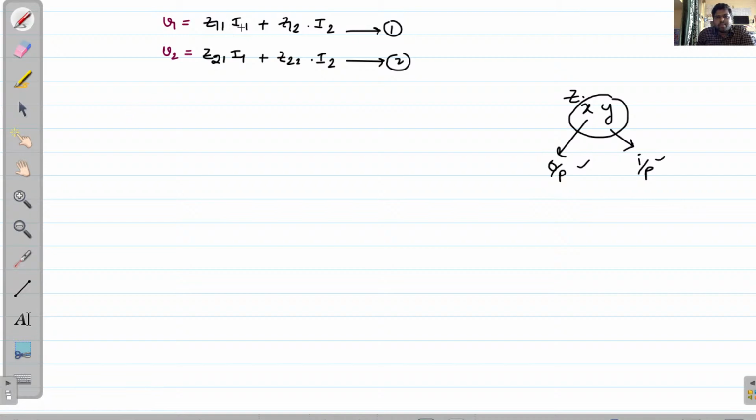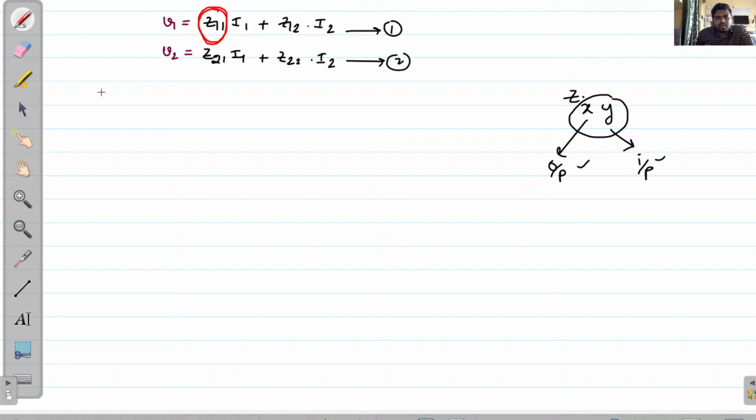For example, if I want to evaluate this z11, what do I have to do? From this expression, if I want to evaluate z11, definitely I will make I2 0. Then only I can evaluate z11. Otherwise, I cannot evaluate, right? If I make I2 equal 0, then only I am able to find the z11 parameter. Otherwise, I cannot evaluate this z11. For that, I need to make I2 0.